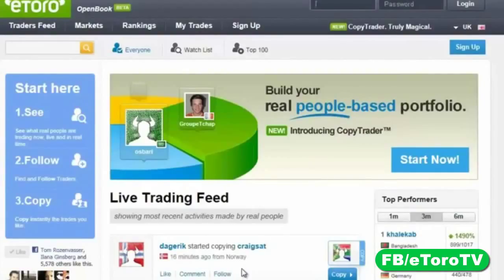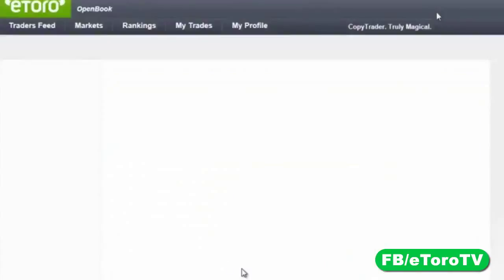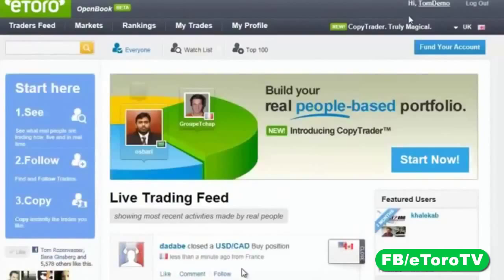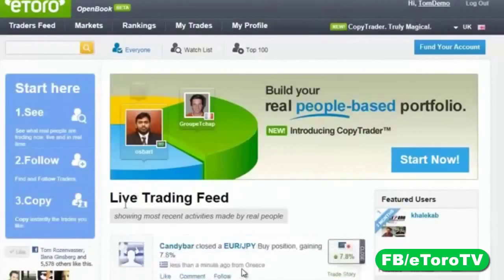Great. So the first thing that I'm going to do right now is I'm going to log in and try to understand how can I operate in this open book. And it's easier than you think, let me tell you that. I'm, of course, biased, but you will see in a minute or two how easy it is to operate in it. Okay, I am logged in. This is my demo account, and what we can see here is a live trading feed.